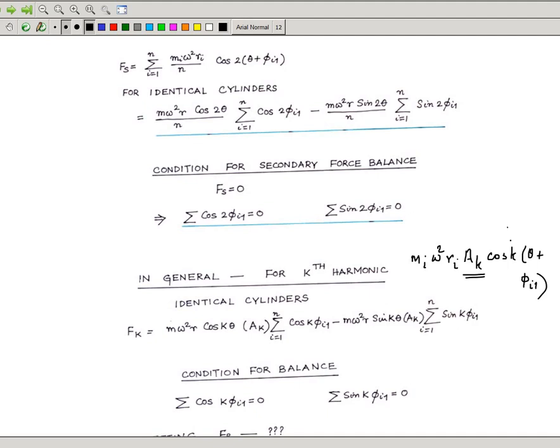So for this k, k equal to 4, 6, like this, or even. We have only considered k equal to 1 and k equal to 2, but you can also consider k equal to 4 and 6, and for that these are the conditions.